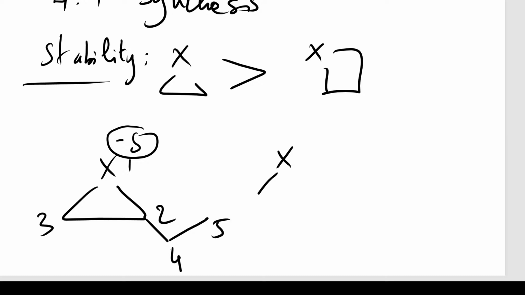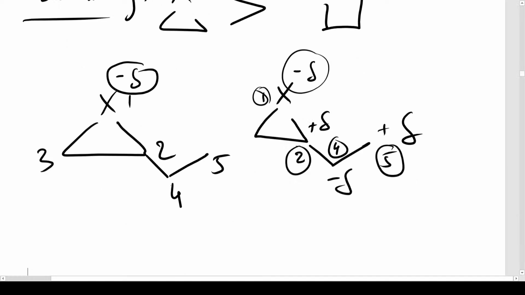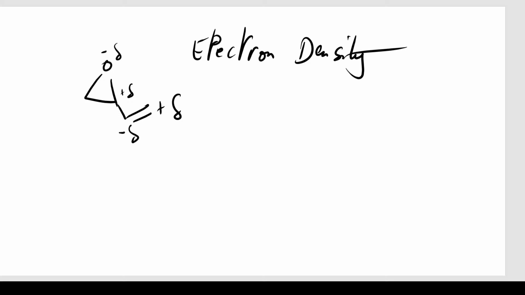So here it is delta minus, delta plus, delta minus, delta plus. Okay? 1, 2. So for example, you have an epoxide with a double bond. So you have here delta minus, delta plus. It's the electron density. Okay? Delta minus, delta plus.